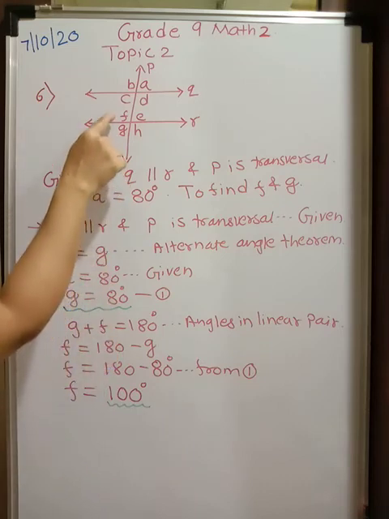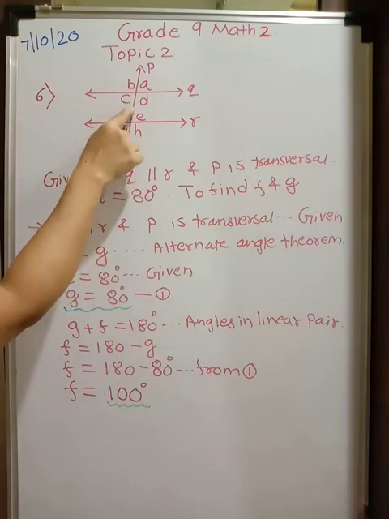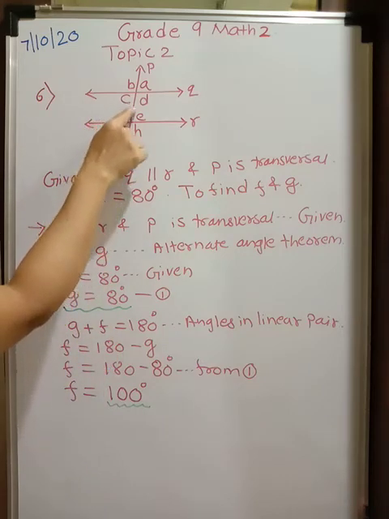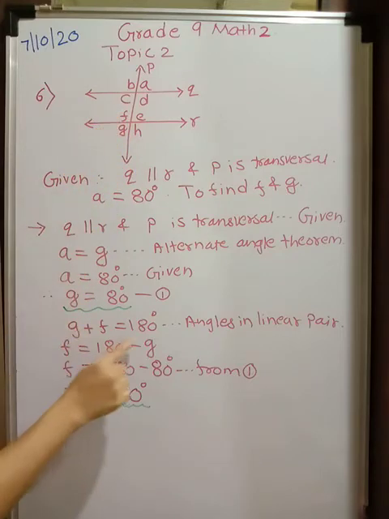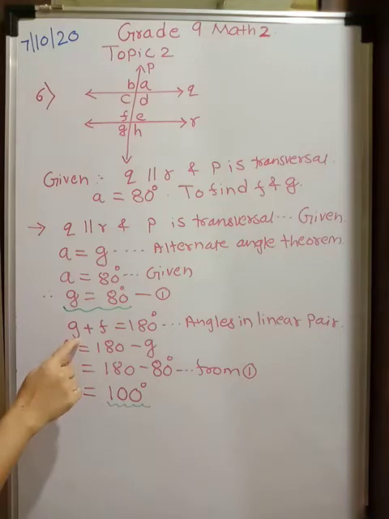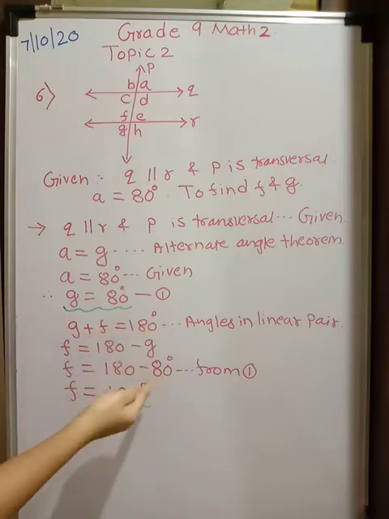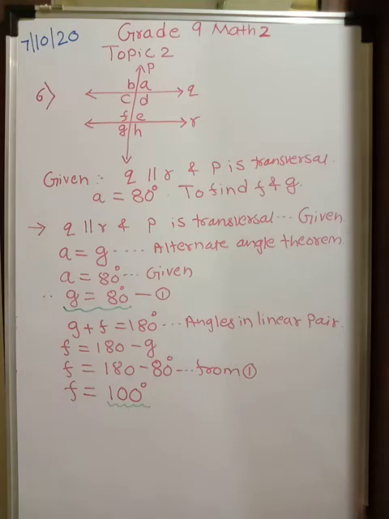Now look at G and F. These two are angles in a linear pair. Their sum is 180 degrees. F plus G will be equal to 180 degrees. They are angles in a linear pair. G is already 80. So F will be 180 minus 80, which comes out to be 100 degrees. Very easy, no? So this problem was very easy. Let's go for another problem.